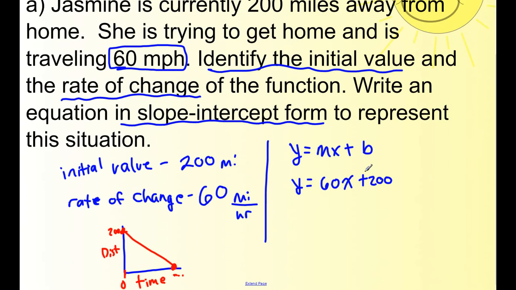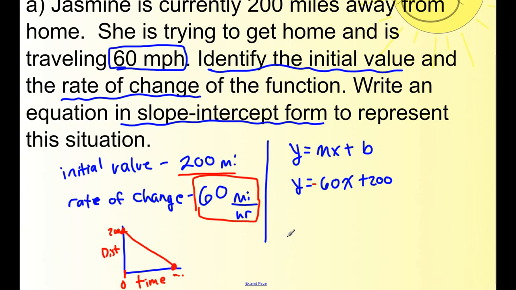Now, this equation we have here is very close to right. The only thing that would make this different is that our slope needs to be negative. And you might ask, why does our slope need to be negative? Well, if she's starting 200 miles away from home and she's trying to get home, this rate of change is how quickly she's getting home. So every hour, her distance from home is getting smaller.